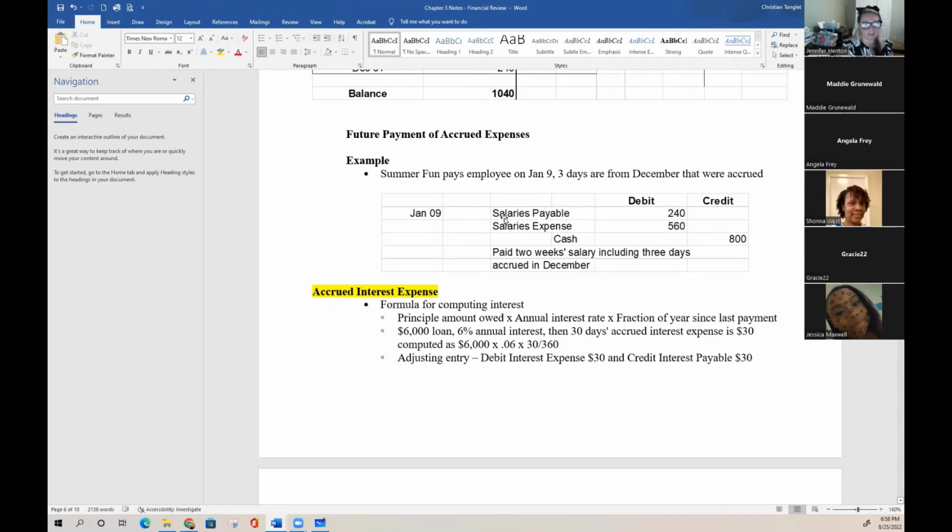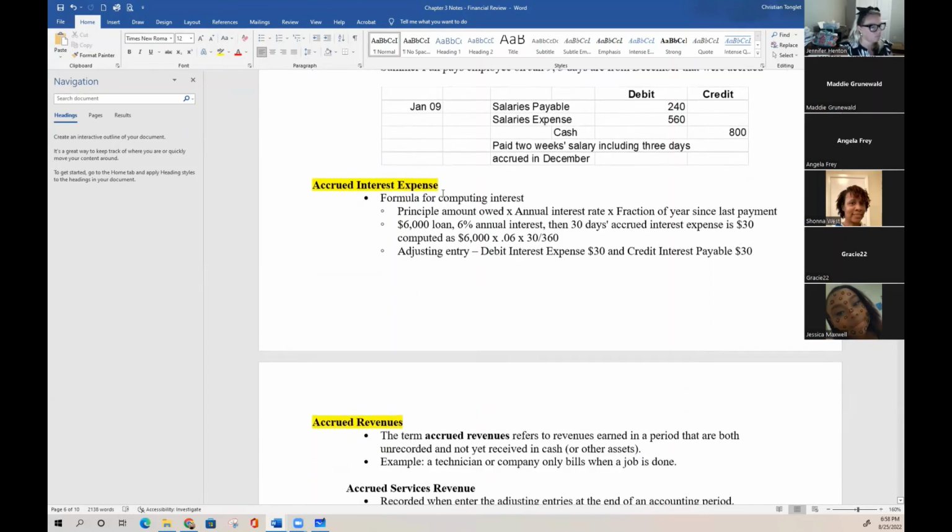And then I need to expense the rest. So the difference is $560. So here's my cash, $800 that I'm paying out. So we paid 2 weeks. And we had that 3 days accrued in December. So we're going to clear the payable, and then the expense doesn't hit January.